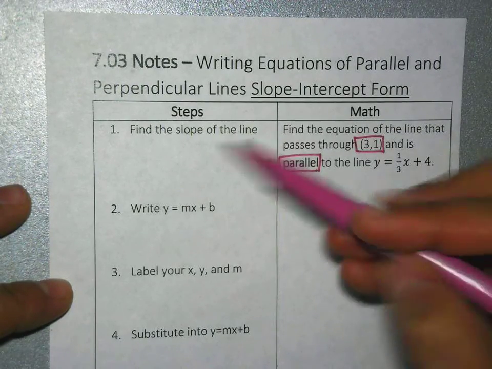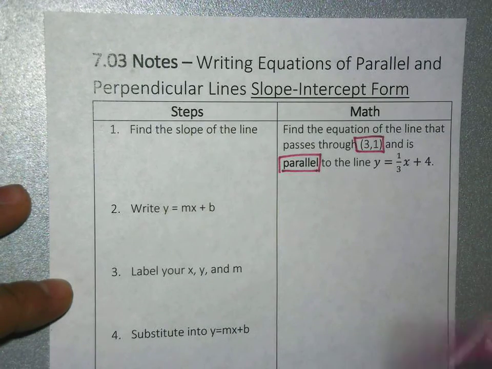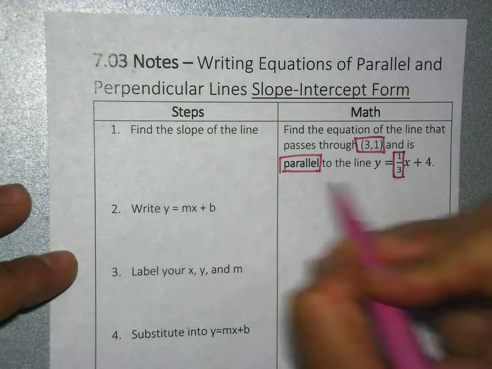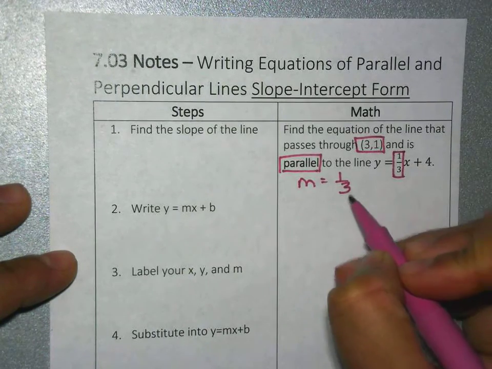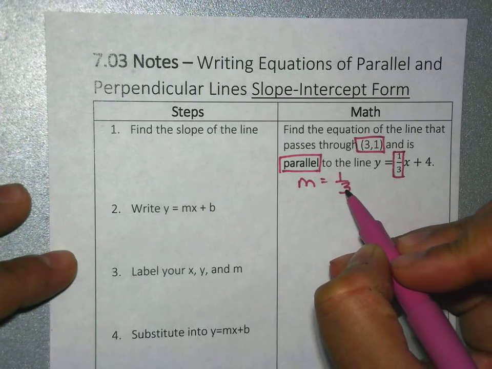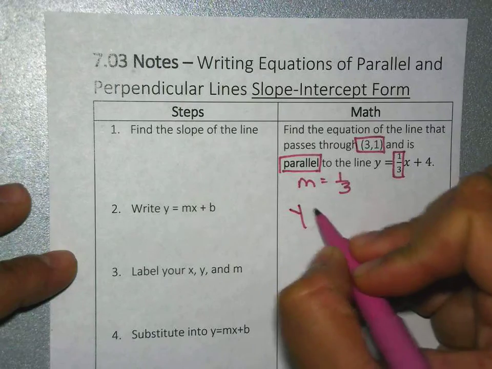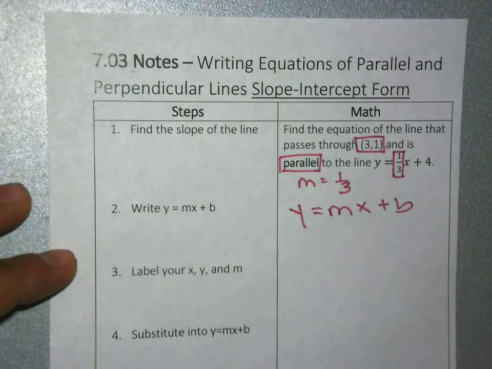I'm going to follow these steps in the left column and do the work in the right-hand side. My first step says to find the slope of the line. So the slope of my current line is 1/3. Because it says parallel, I'm going to keep the slope the same, because parallel lines have the same slope. Next, I'm going to write y equals mx plus b. This is just so that I can figure out what I need to fill in.